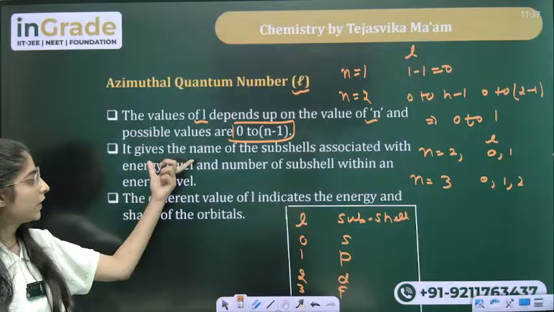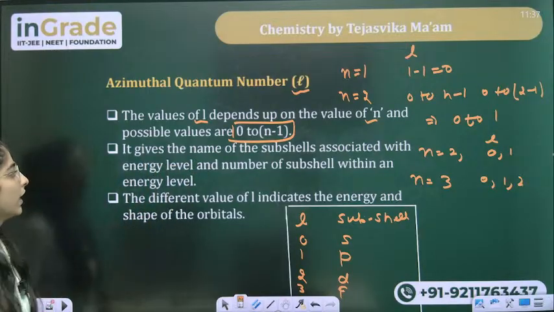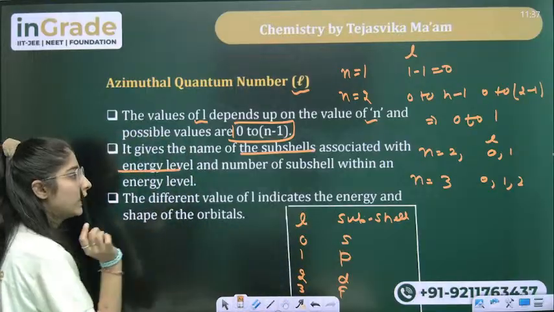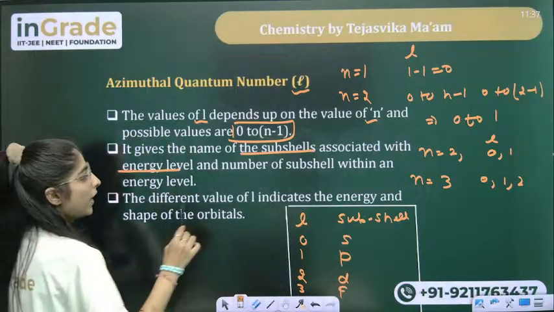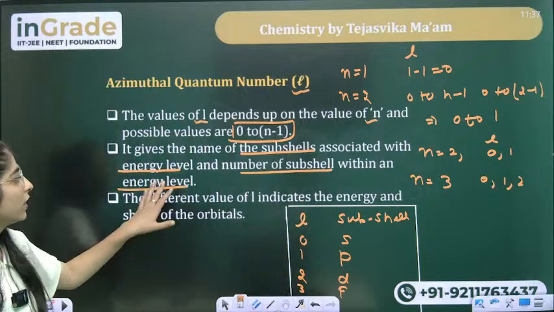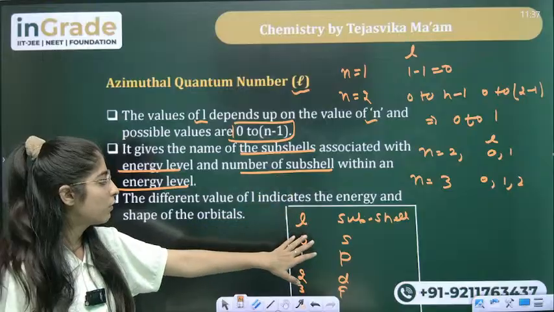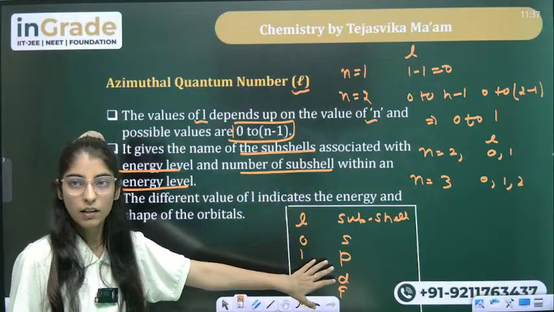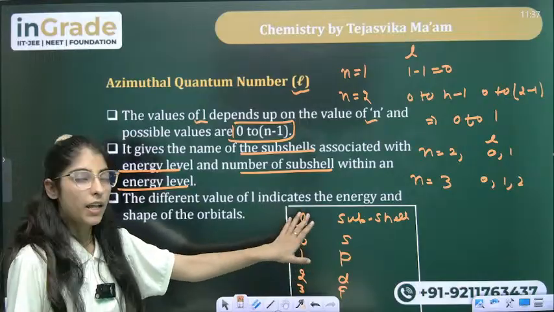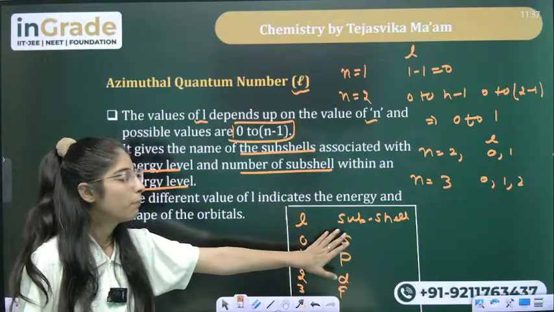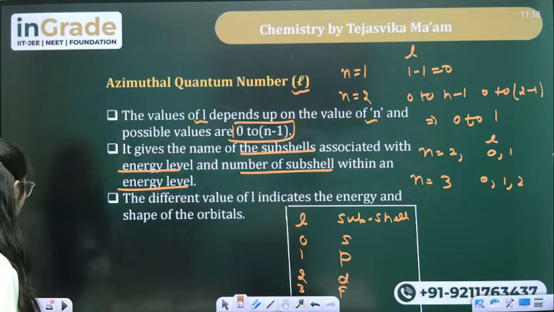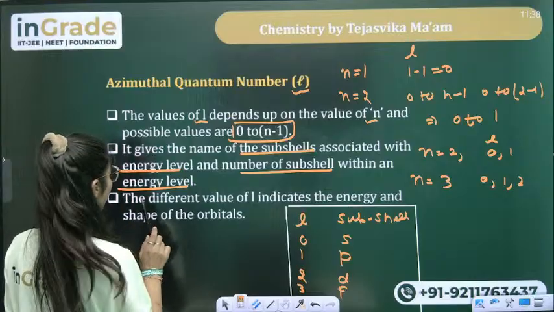Let's move and see the next point, which simply says that it gives the name of the subshell that is associated with each energy level and the number of subshells within an energy level. So it simply gives you the name of the subshell. As you can see here, 0 is S, for L equals 1, the P subshell exists, for 2 the D subshell exists. Now one more thing, let me write it here, just wait for a minute.